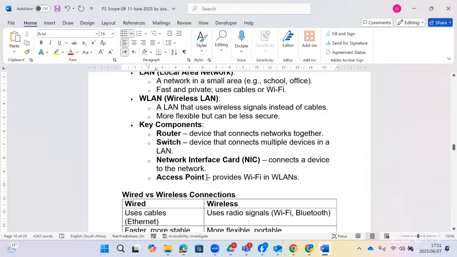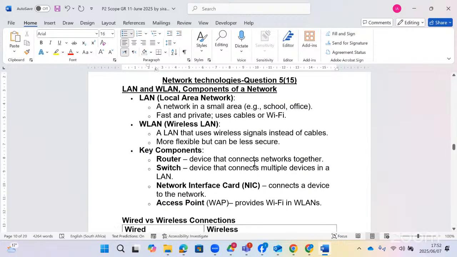And then we have the access point, sometimes we call it the WAP, which is wireless access point. They provide Wi-Fi in a wireless LAN. So it's a device that provides Wi-Fi in a wireless LAN. So you must know this as well.